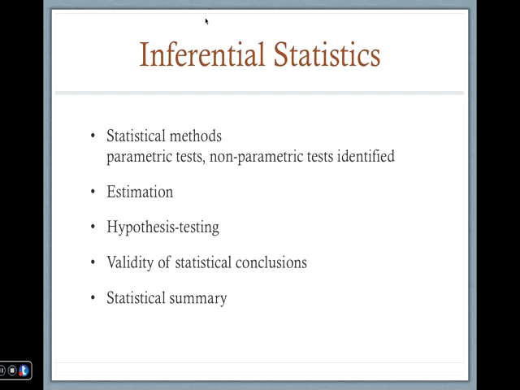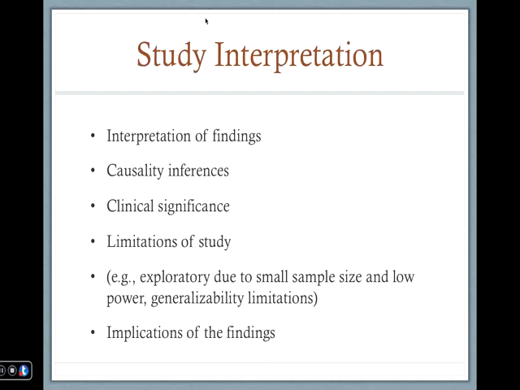In terms of inferential statistics, I'm talking about statistical methods using parametric and non-parametric tests. Again, parametric tests are stronger than non-parametric tests, but they can only be used when the sample size is large and the data is normally distributed. From that, we can make estimations or inferences about the population and test hypotheses. We can also infer whether our statistical conclusions are valid and make statistical summaries.